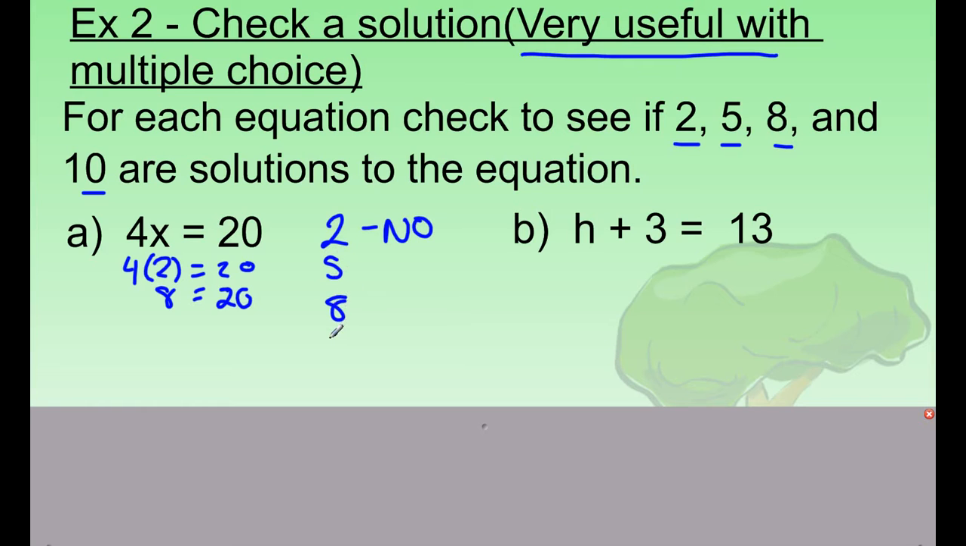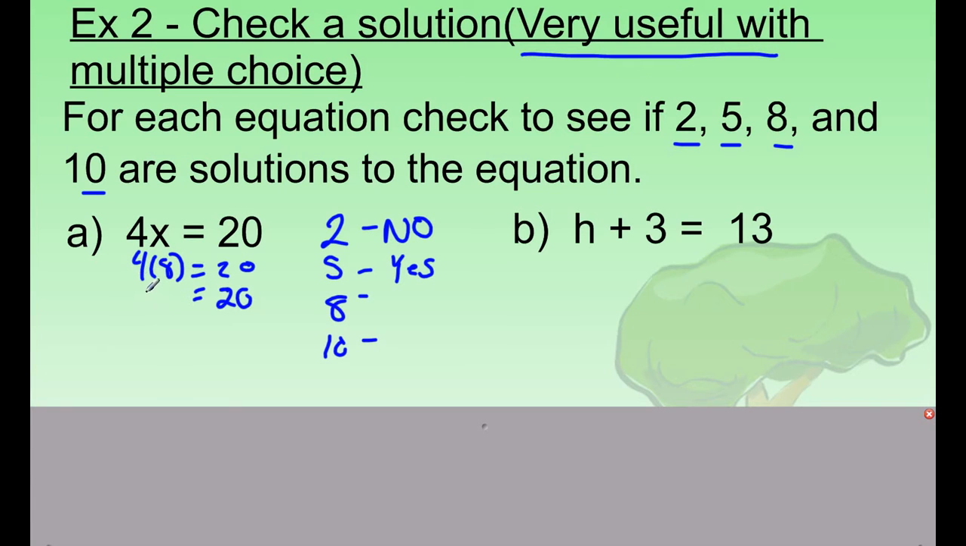So 5, 8, 10. Okay, I'm going to try the next number, which would be 5. So 4 times 5 equals 20. Well, 4 times 5 is 20, so yes, 20 equals 20. That one worked. And for sake of completeness, I'm still going to try 8 and 10, but typically what you're going to find in most equations is there's only going to be one solution. So 8. 4 times 8.